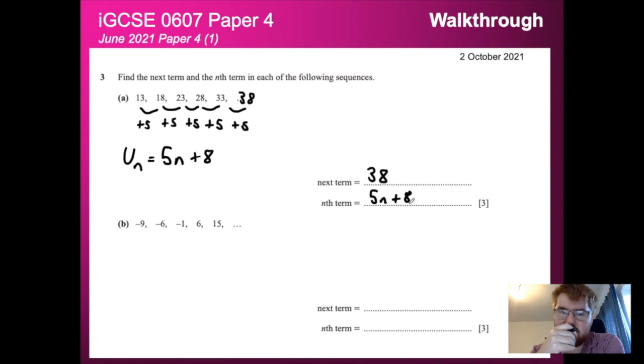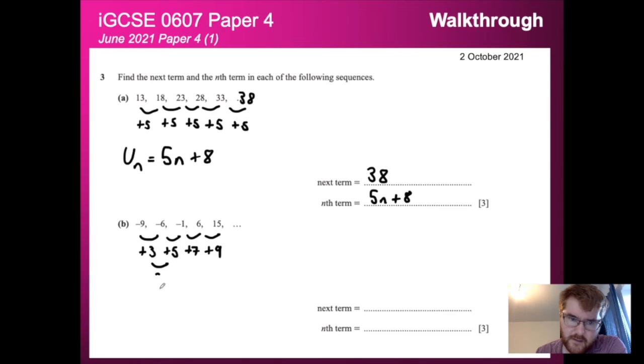And on to the next question. So again, key thing that we do here, always look at differences. So we're going to look at this difference, which is plus 3. Be careful, this is plus 3, not minus 3. This is plus 5, this is plus 7, and this is plus 9. Okay, so then we look at the second differences. Well, we have 2, 2, 2.